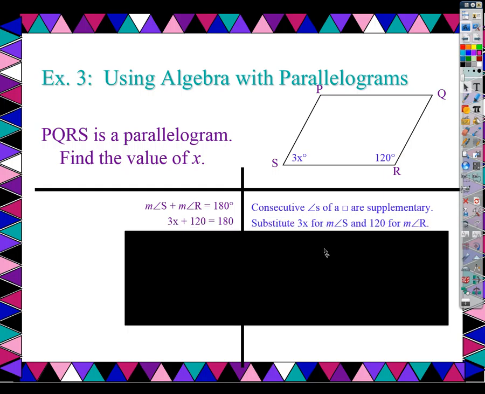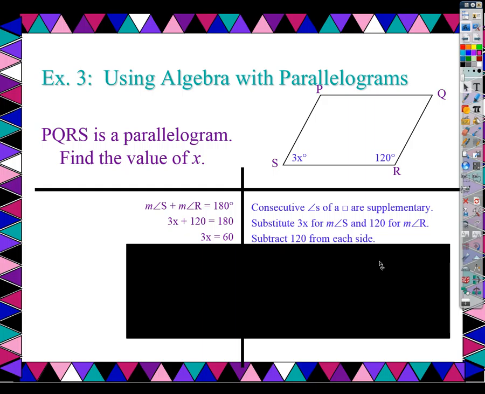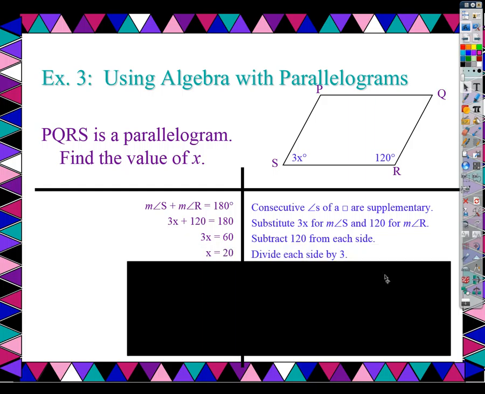It's pretty easy, right? What are the two steps we do to solve for x? Minus 120, divided by 3. Good. Subtract 120, divide by 3, we get 20. How can we check it? Substitute it back in and just see if it works, right? Okay, good. All right.